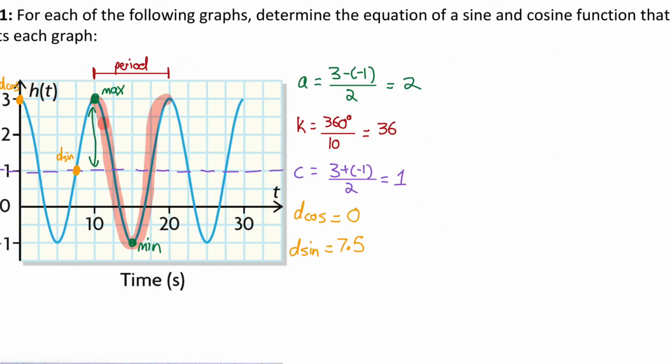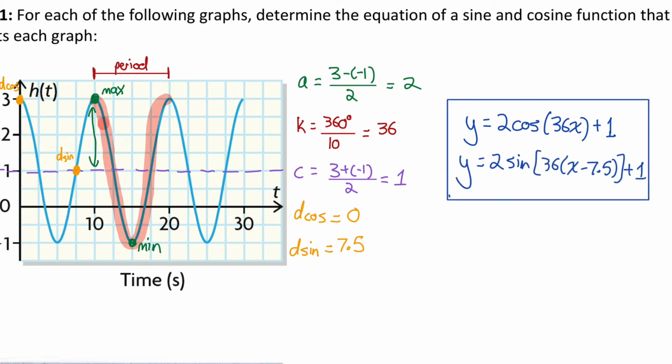I'll start by writing my cosine function, and then also my sine equation, where the only difference is going to be the d value. And those equations are equivalent to each other. They both model the graph of this function. You could test them both out to make sure they're both right.